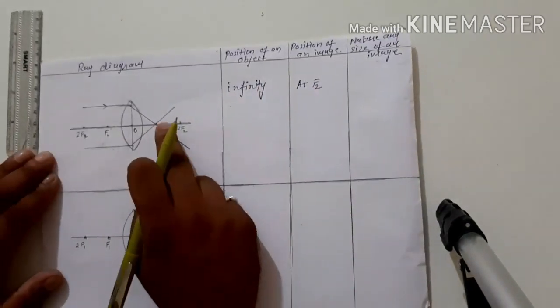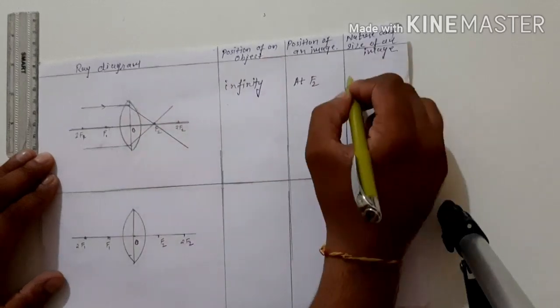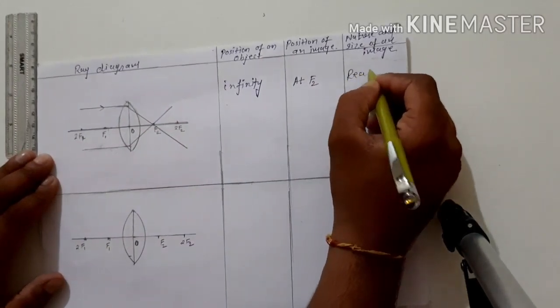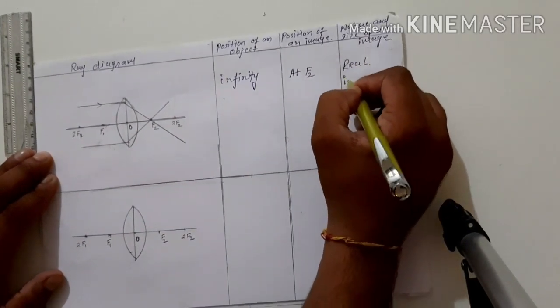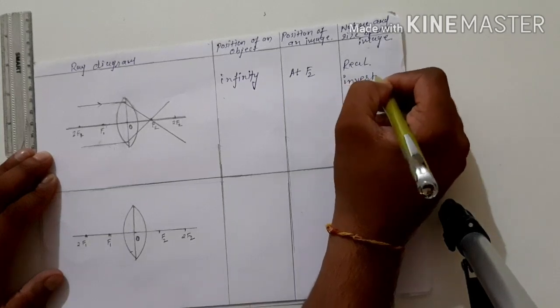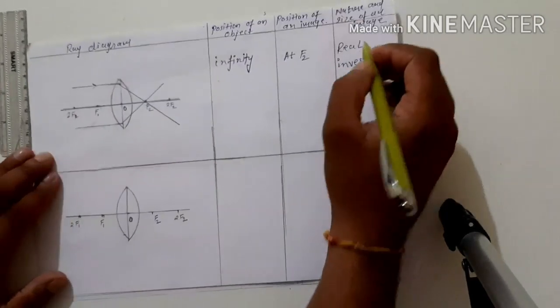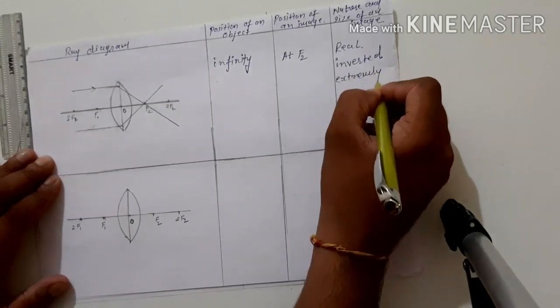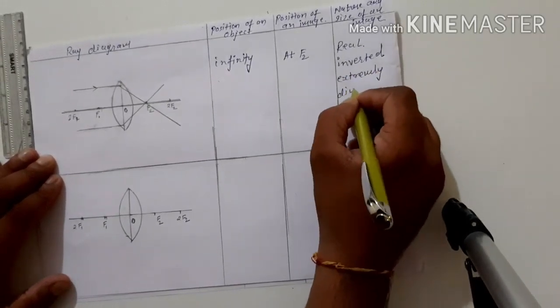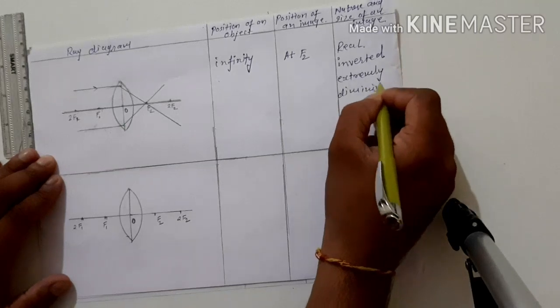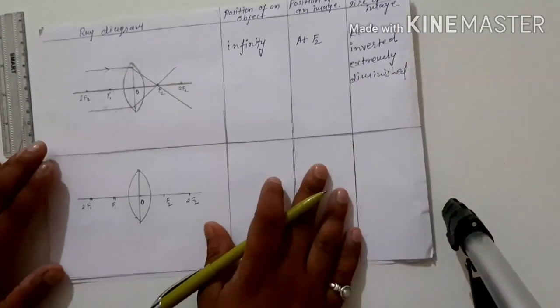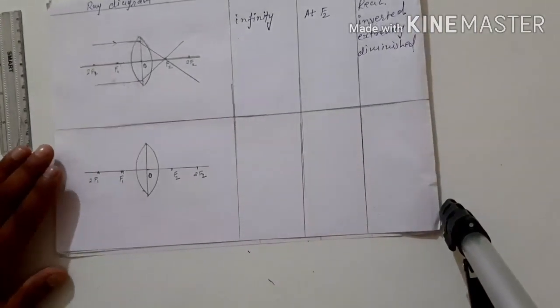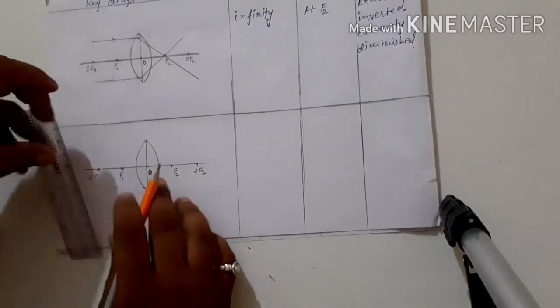If the position of the object is at infinity, the position of the image will be at F2. How will our image be? Here the rays really intersect, so the image will be real, it will be inverted, and it will be very small, extremely diminished. Okay, now let's see the second ray diagram.